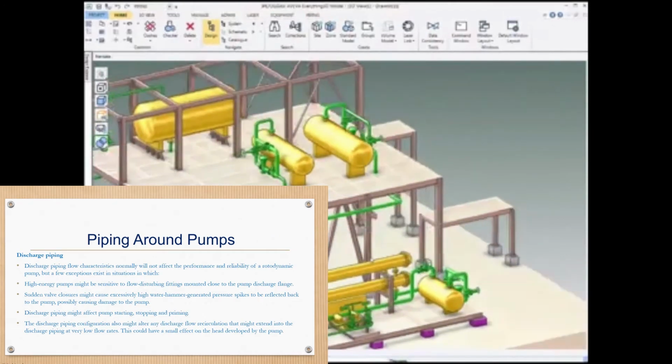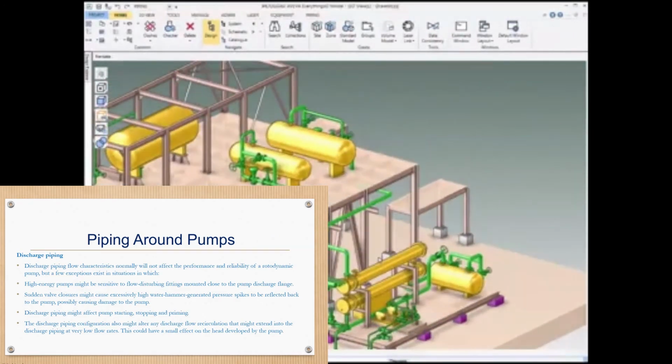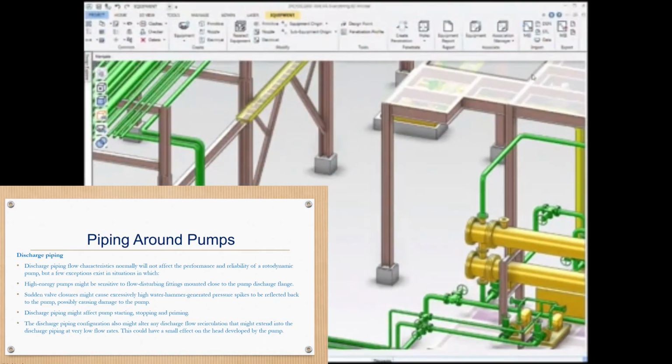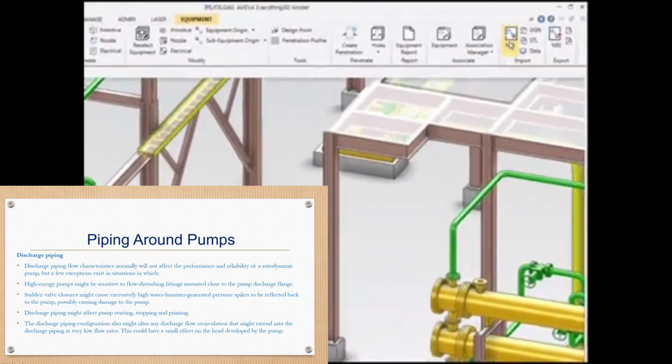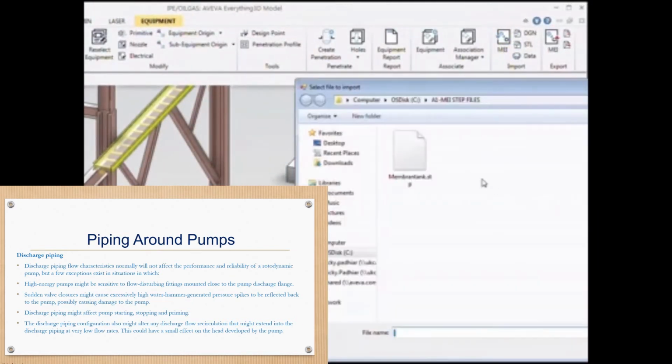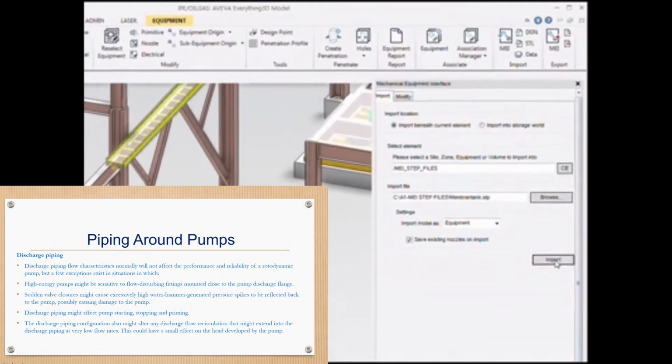Okay, let's continue. Discharge piping flow characteristics normally will not affect the performance or the reliability of the rotodynamic pump. A few exceptions exist in situations in which a high energy pump may be sensitive to flow disturbing fittings mounted close to the pump discharge lines.